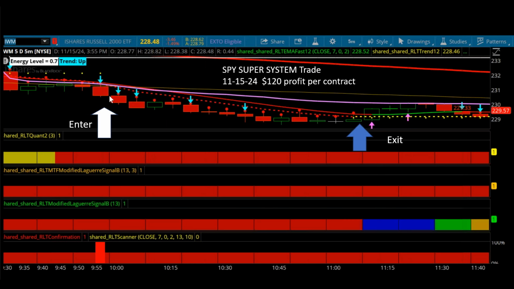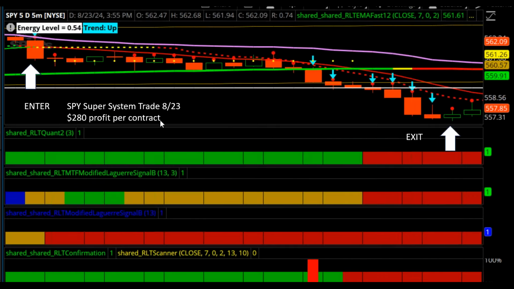It's red. We stay in it. We stay in it as long as it stays below the VWAP. Now it needs to stay below the 15. You just ride this thing down, and then we get out right here. As it starts to compress, tiny little candles, we get out right here. And it switches to blue, we're out of the trade. $120 a contract.